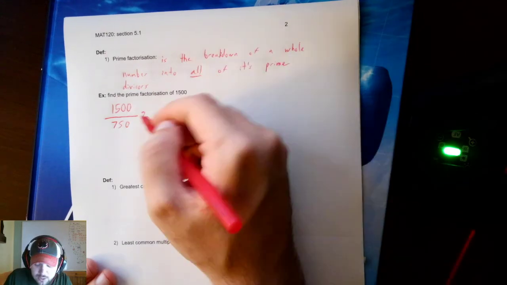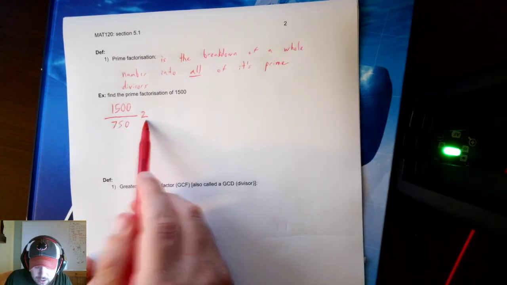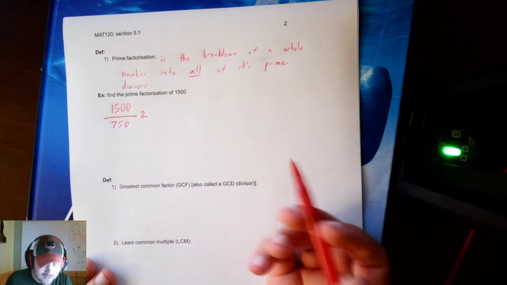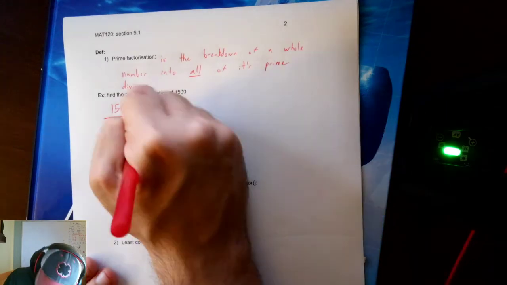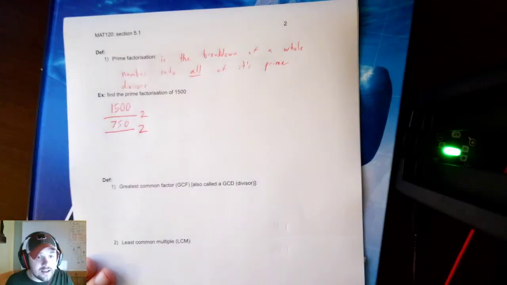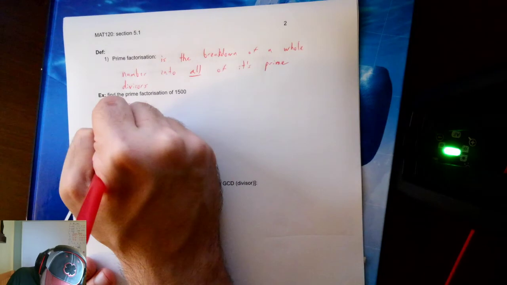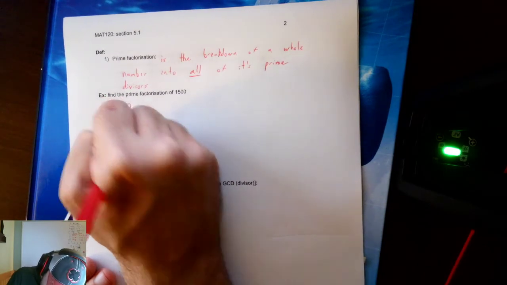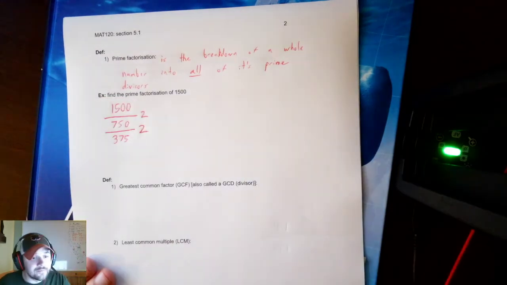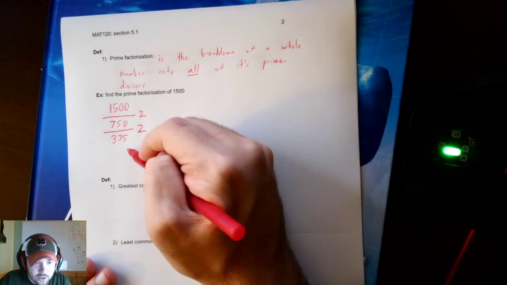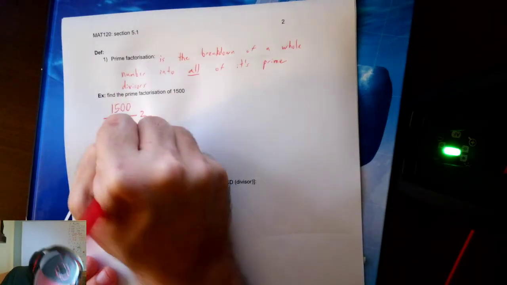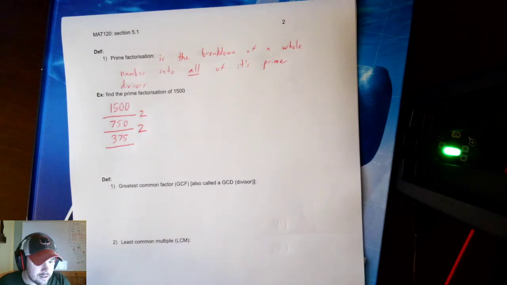Now I'm going to continue this process of breaking the number down each step by something that divides it. 750. Does that divide by 2? Yes. So I have 2 here, because 750 divided by 2 is 375. So I divided by 2, divided by 2. Next, 375. Does that divide by 2? It doesn't. So I'll skip.